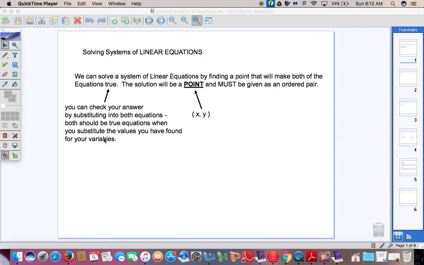You can check your answers by substituting into both equations. Both equations should be true equations when you substitute the values you found in for your variables. I'll show you that. With algebra, you can check most of your answers, so you should know when you turn it in if it's correct or not, because you should go through that final step of checking your work.